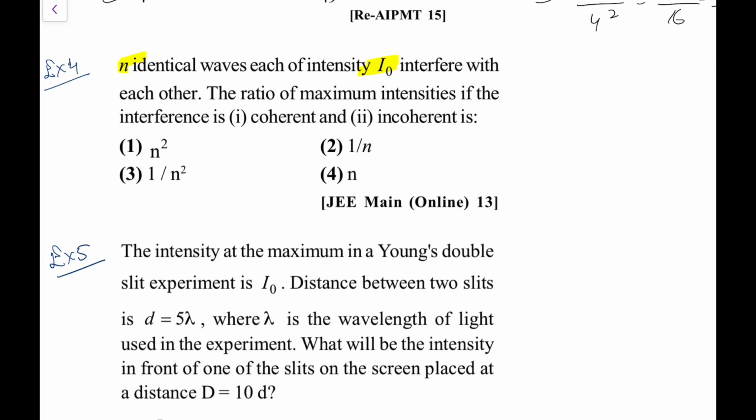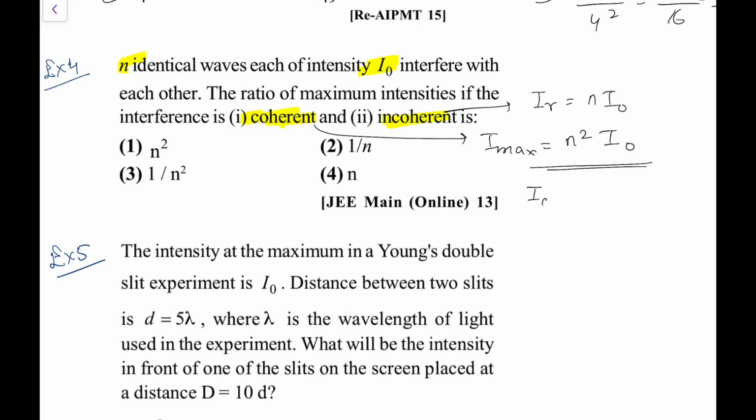The ratio of maximum intensities if interference is coherent and incoherent. Just remember, in the incoherent one, the simple resultant intensity would be the addition of all, that would be n times I naught. In the coherent, I max will be, as I told you, the amplitude will become n times, so the intensity will become n square times. So the ratio of coherent to incoherent would directly come out as n. So go for option 4 here.